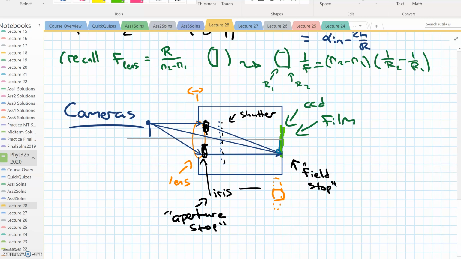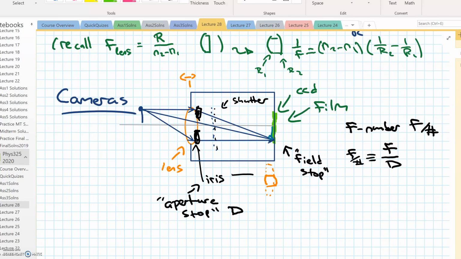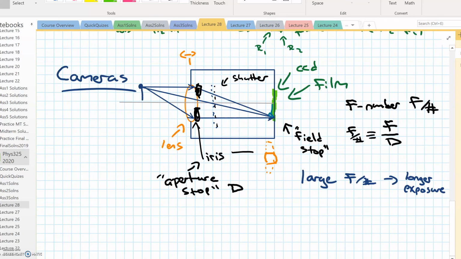So your aperture stop determines how much light gets in. We'll call it D for diameter. And this is quantified by something called the F number. And it's defined as the focal length of your lens over the aperture stop. So by reducing your aperture stop, you have a smaller diameter, D, and therefore a larger F number. That means you'd actually have to expose longer. So large F means a longer exposure. And that is when you hear about lens speeds or camera speeds.